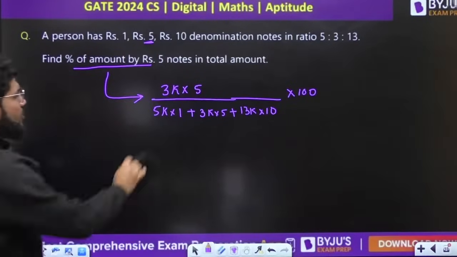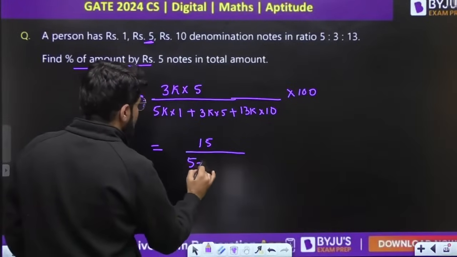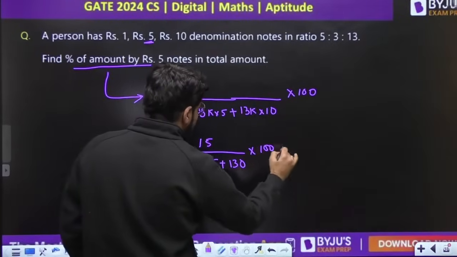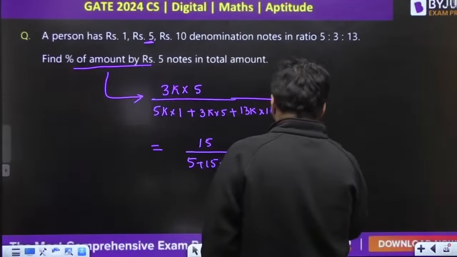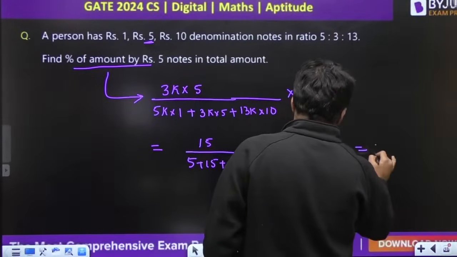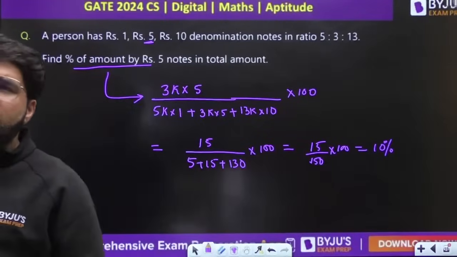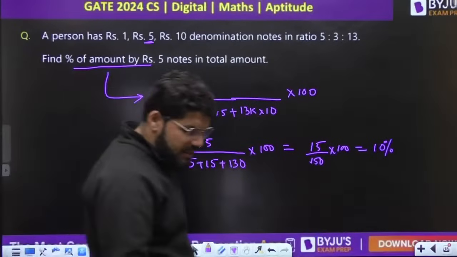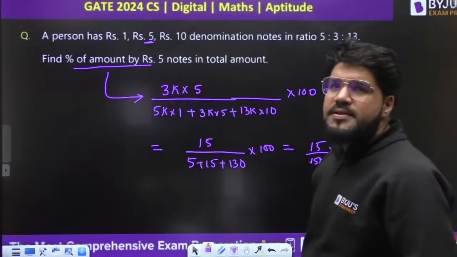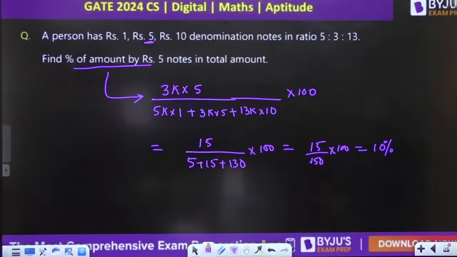So K to K cancels. The numerator is 15, and the denominator is 5 plus 15 plus 130, whole multiplied by 100. So 15 by 150, how much is that? This is a simple calculation. This is 10%. It's a 10% case. Done? Done. Let's move to the next.